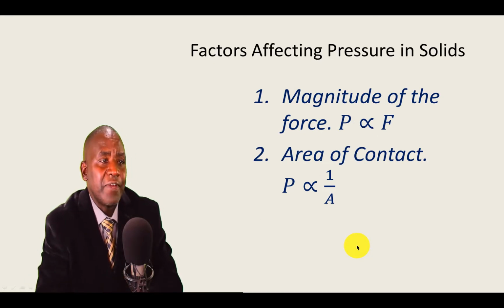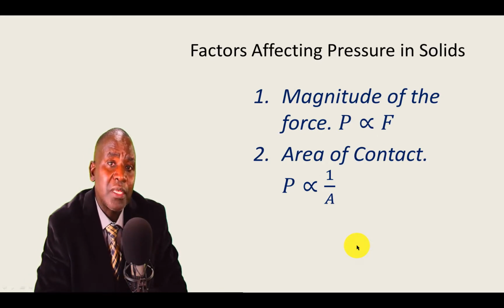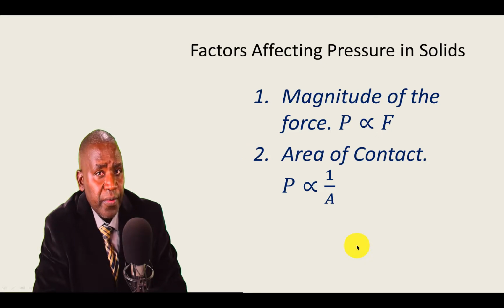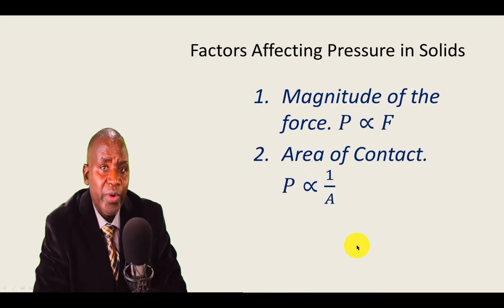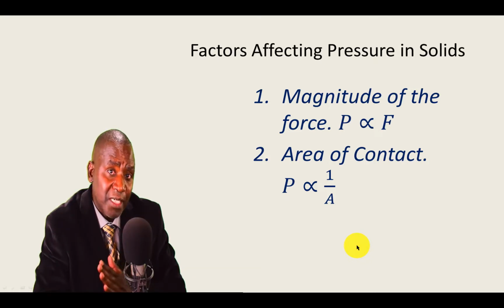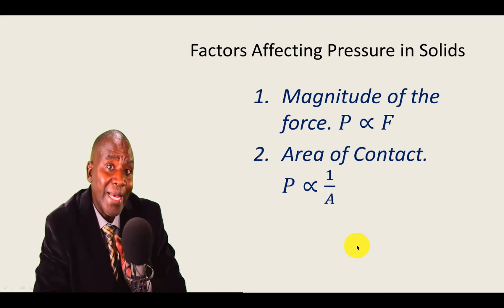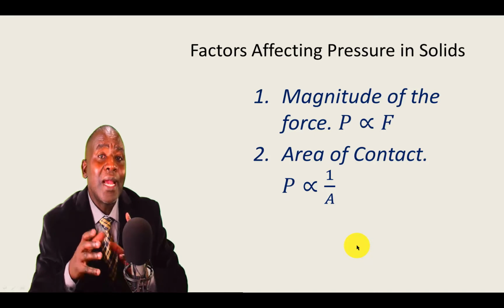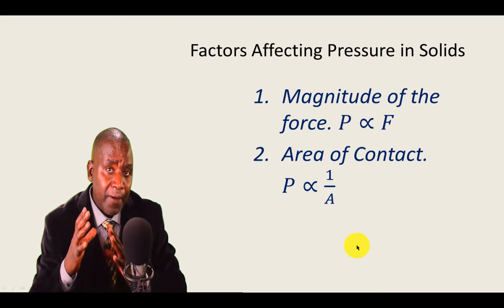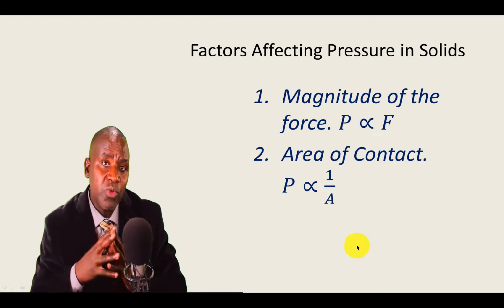Now let's look at factors affecting pressure in solids. There are 2 factors, force and area. The first factor is the magnitude of the force. Usually you meet this kind of question in the exam where you're asked to state and explain factors affecting, say, pressure. When you say force, you have stated the factor which affects pressure. When you say that pressure is directly proportional to the force, you are explaining, because you are stating how that physical quantity depends on this other quantity.